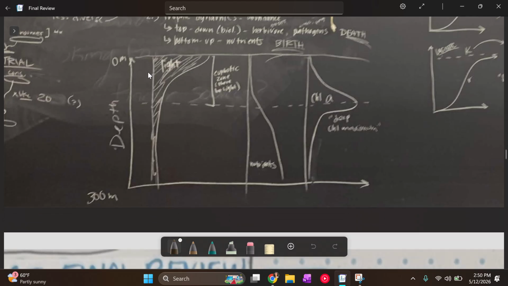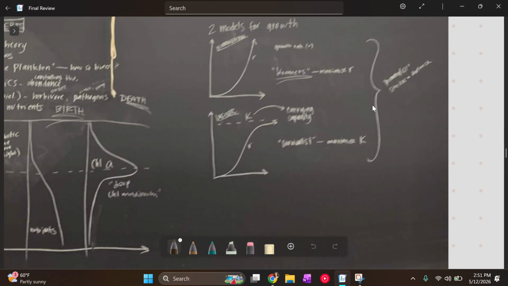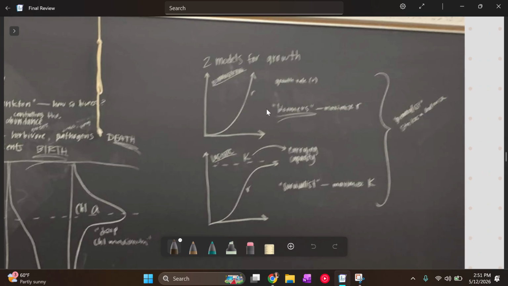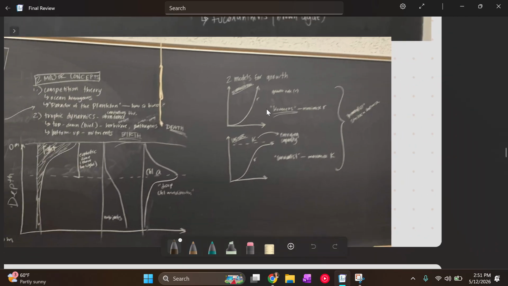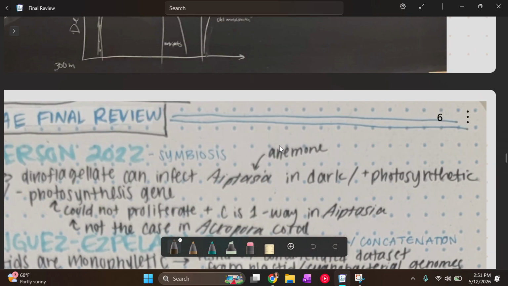So there's more light at the top. There's more nutrients at the bottom because they're being eaten by the algae at the top, and they sink also. And so the deep chlorophyll maximum is where all the algae are. It's that intersection between light and nutrients. And then I don't know how important this is. I'm moving on from this.